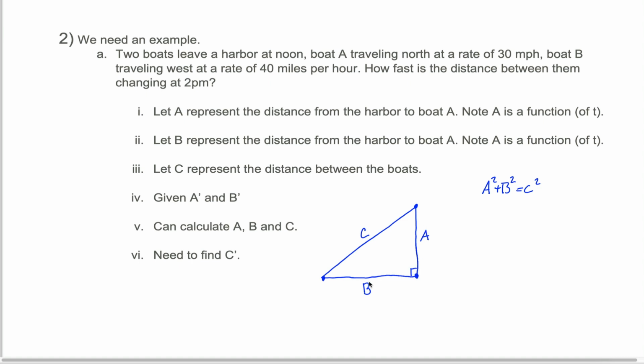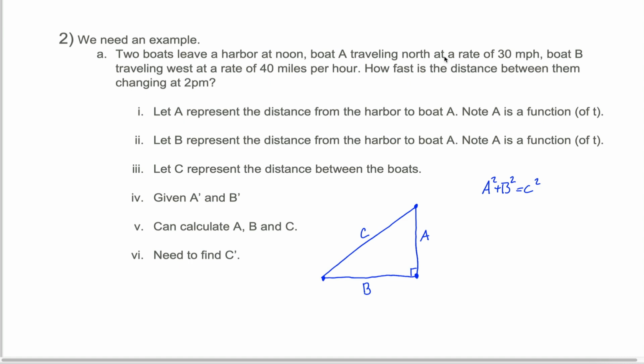The function A, the distance that boat A has traveled, the function B, the distance that boat B has traveled, and the function C, the distance between the two boats, are related by this equation right here. What I'm told in the problem are a lot of numbers, and what I need to do is read through the numbers and figure out what I'm given and what I'm trying to figure out.